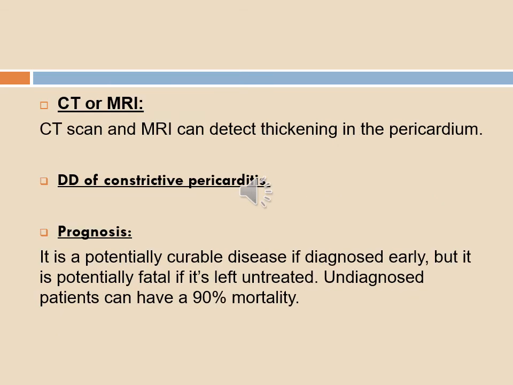Finally, you could confirm the diagnosis using the CT or MRI modality, which can detect the thickening of the pericardium and confirm the diagnosis. Of course, it's important to differentiate constrictive pericarditis from other forms, as we mentioned before, such as restrictive cardiomyopathy, which is a disease of the heart muscle itself, and of course pericardial tamponade, the severest form of effusion, and also the early state of pericarditis.